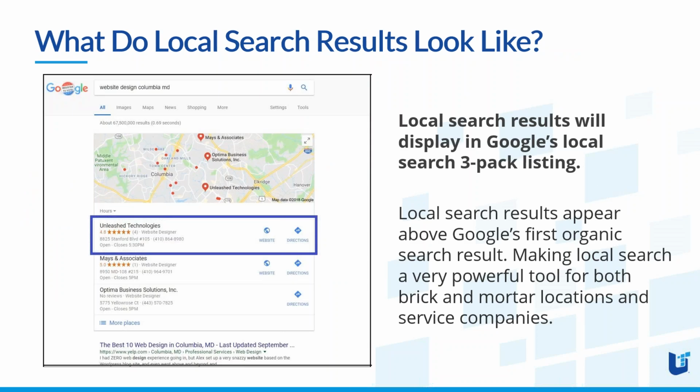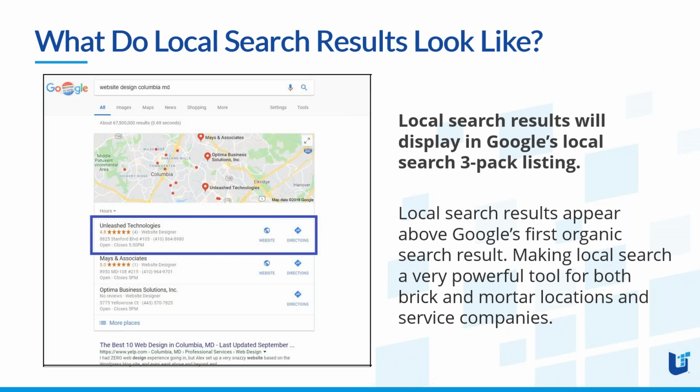So what do local search results look like? Local search results have changed a little bit over the past few years. Now, local search results come up in Google's local 3-pack listing, which we see here. We did a search for website design in Columbia, Maryland. Unleashed Technologies came up top.